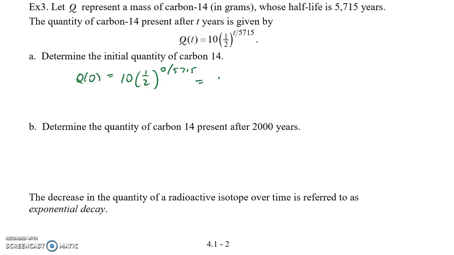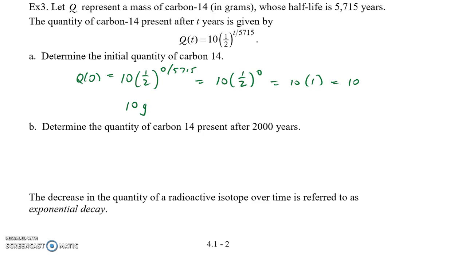Now, the exponent would be nothing other than 0 in this case. 1/2 to the 0 is 1, and 10 times 1 is 10. The mass of carbon-14 is measured in grams, so the initial quantity of carbon-14 would be 10 grams. So notice that the initial quantity is given by the number that we see out in front, the 10.